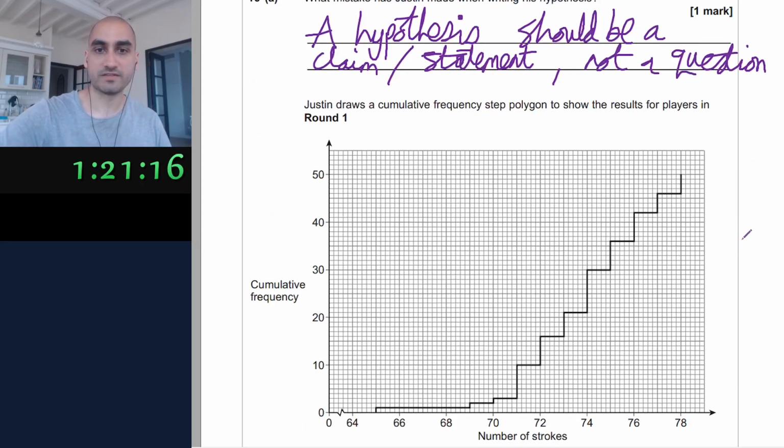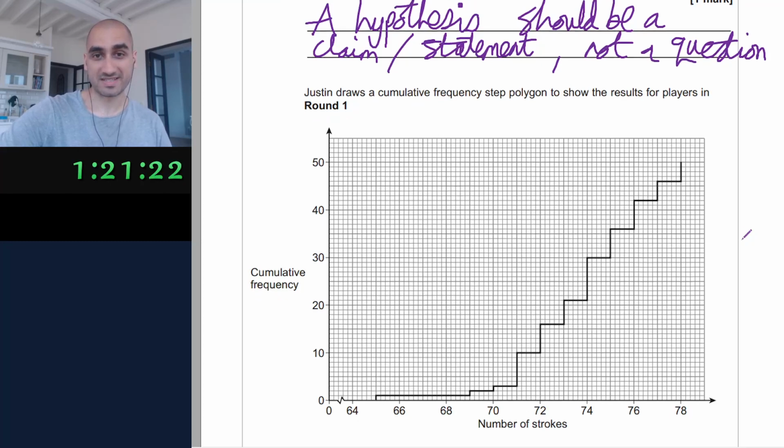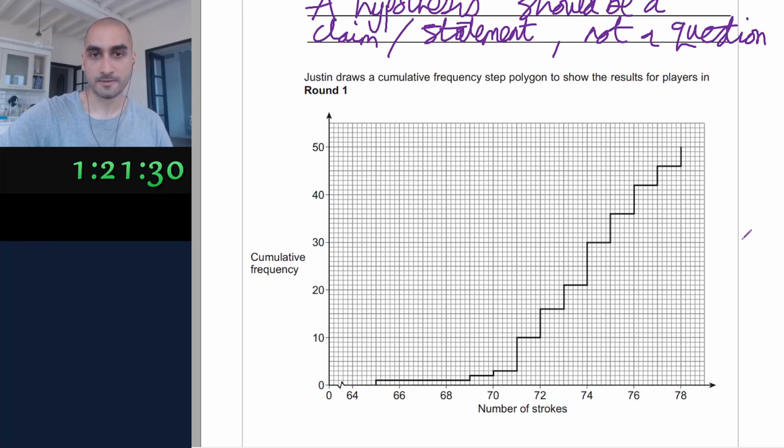Okay. Cumulative frequency step polygon. Fine. To show the results. So that's a step polygon. That's different from what I did before, which was a polygon something or other.